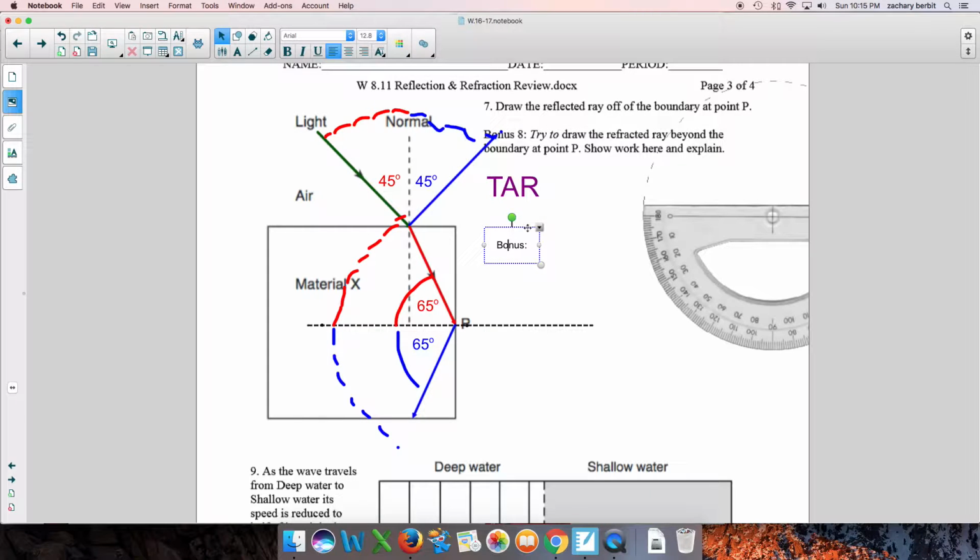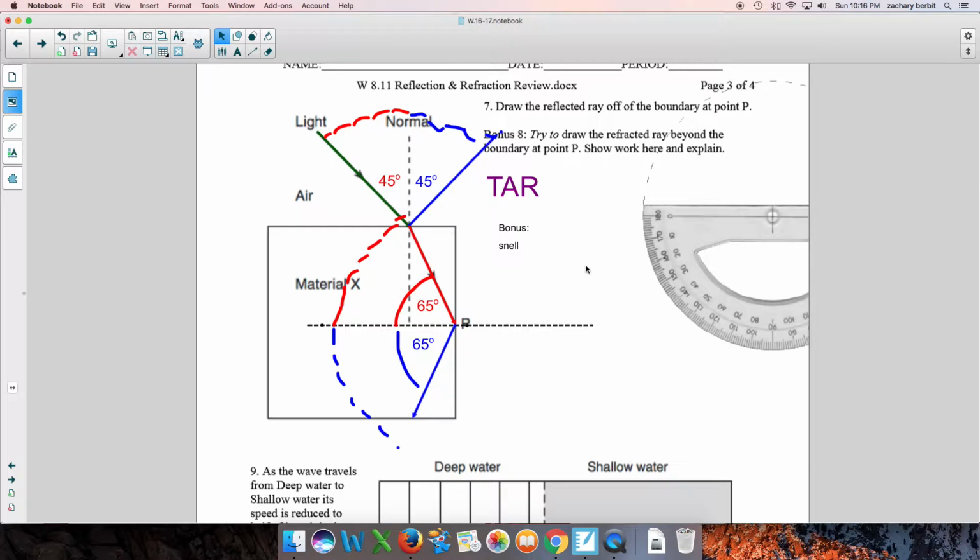Then we could see about figuring out the actual refracted ray. So use Snell's law. You'll find the index of material X. And then using that, you can talk about the refraction back into air on the right side here by point P. See how it comes out.